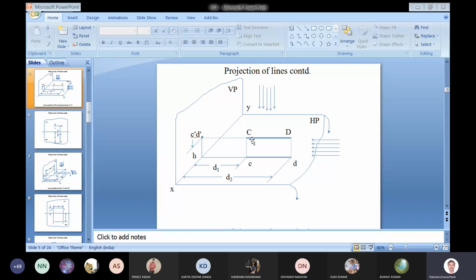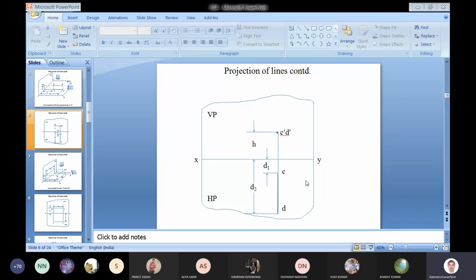Similarly, we can have another line which is parallel to the horizontal plane and perpendicular to the vertical plane. Similar to the previous case, we will get the projection of line CD onto the vertical plane as a point, and on the horizontal plane it will be a line having the same length, and the projection is cd. Again, the next step is to rotate the horizontal plane so that we can get the projection on a single plane.